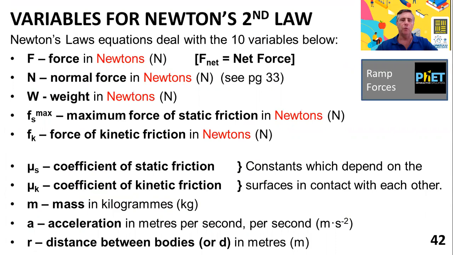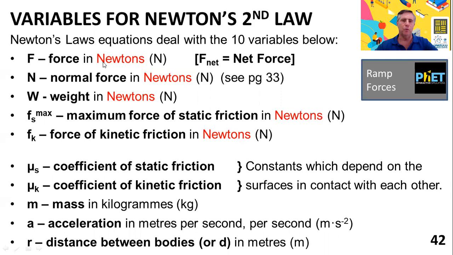So the Newton's laws equations deal with 10 different variables. Some will be familiar to you, some may be not so familiar. I want you to notice that the first 5 of these 10 are actually all forces, and you can see each one is measured in newtons. So they're just different types of forces.